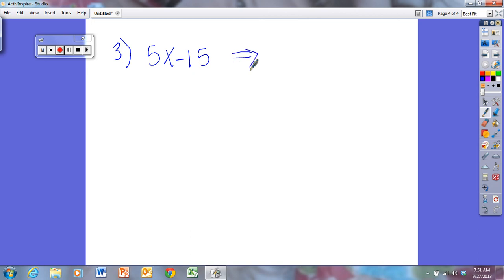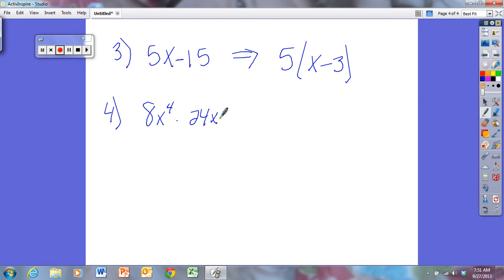5x minus 15. I always say take out a 5. Factor out a 5. That's what's left. It gets a little bit harder when we start dealing with things like this one. Because now you have to talk about the GCF of the numbers and the GCF of the variables.